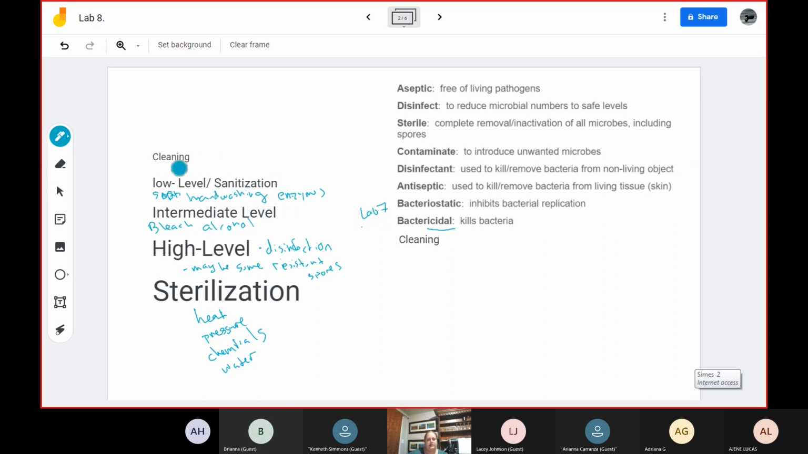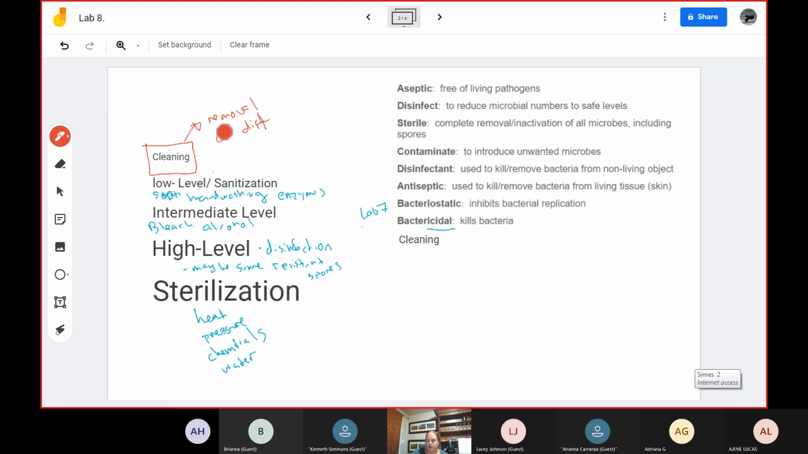And then at the base of all this is cleaning. And I don't want this to seem like this is the least important. This is probably the most important of all of these steps. So cleaning is that basic removal of dirt, or the disruption of that surface of dirt that's on things. So cleaning, again, would be like soap and water. And this is really the foundation of any additional level of sanitization.